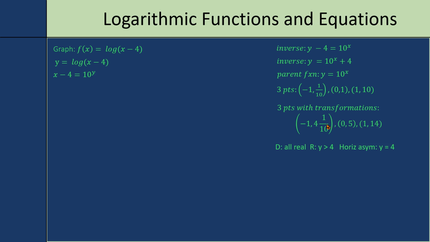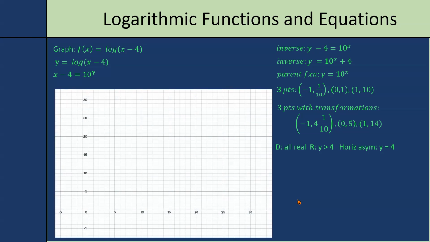And then domain is all real numbers. Range is y is larger than 4. Horizontal asymptote is y is equal to 4. See, all the easy stuff that we've done before. Do the inverse. Do everything you know. Graph the inverse. Okay, I'm going to graph the inverse here. There's my horizontal asymptote. With the 3 points, I get my function looking like that, right? It kind of curves up like that.